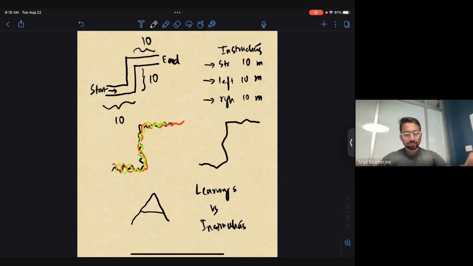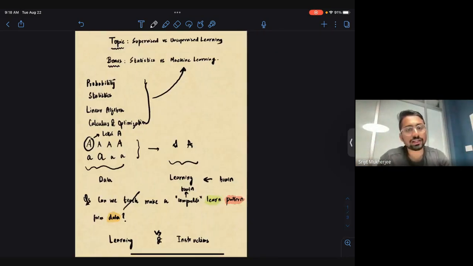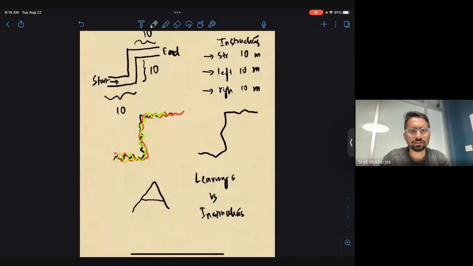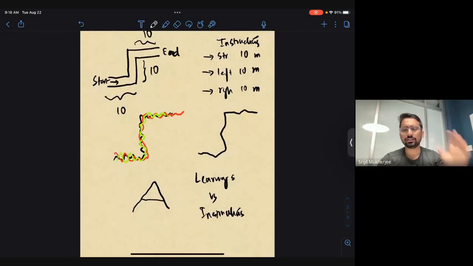So, did all of you understand the difference? All of you understood what machine learning is and what the difference between instructions and learning is. Yes or no? I want a thumbs up, or you can write yes in the comment box, whatever works for you.